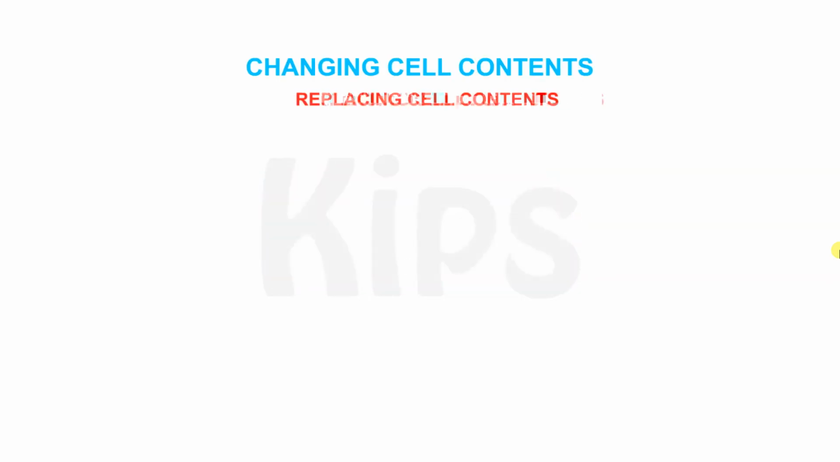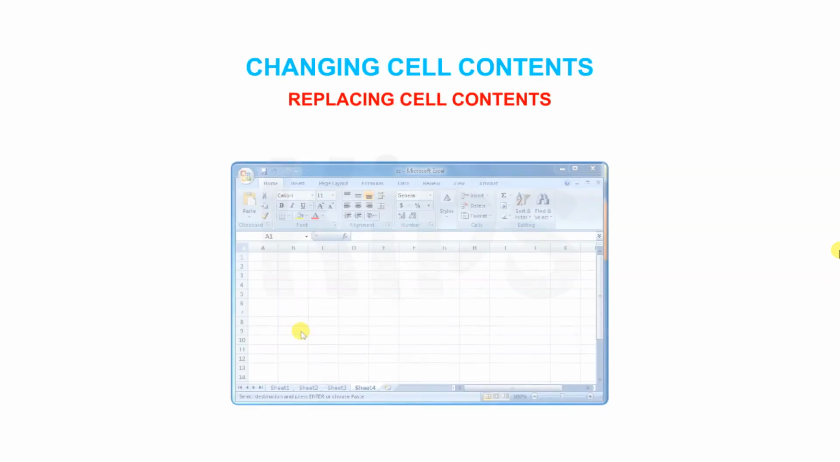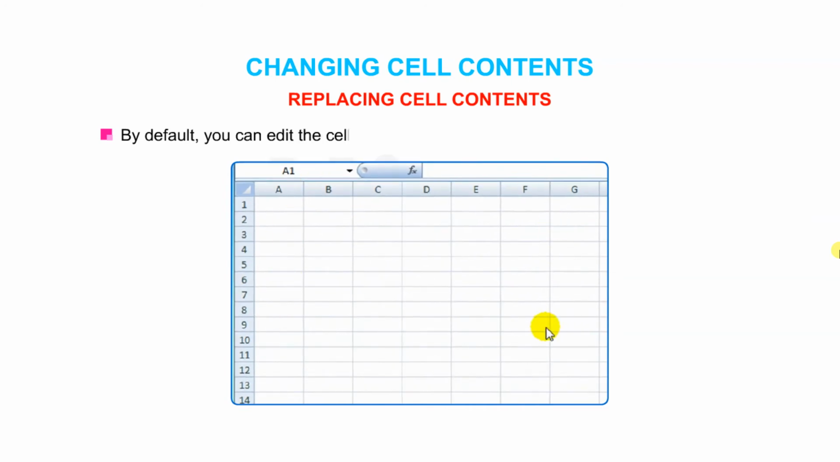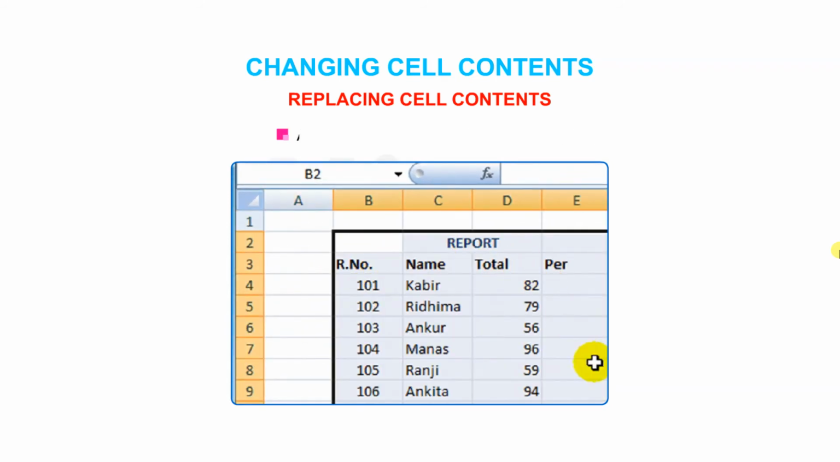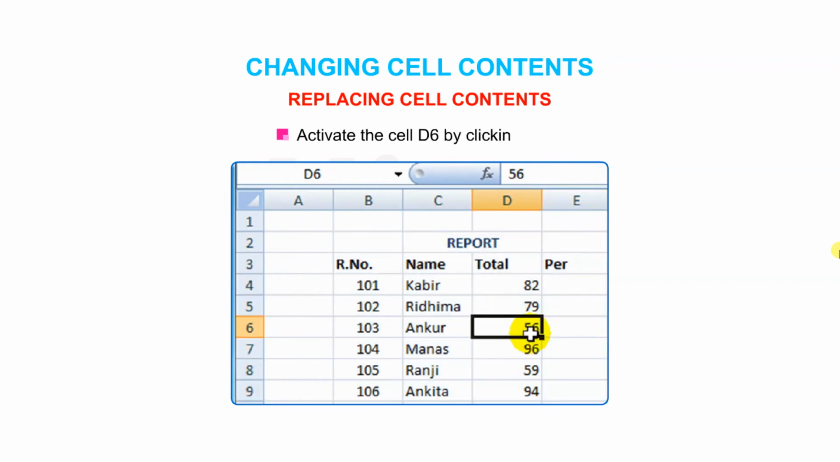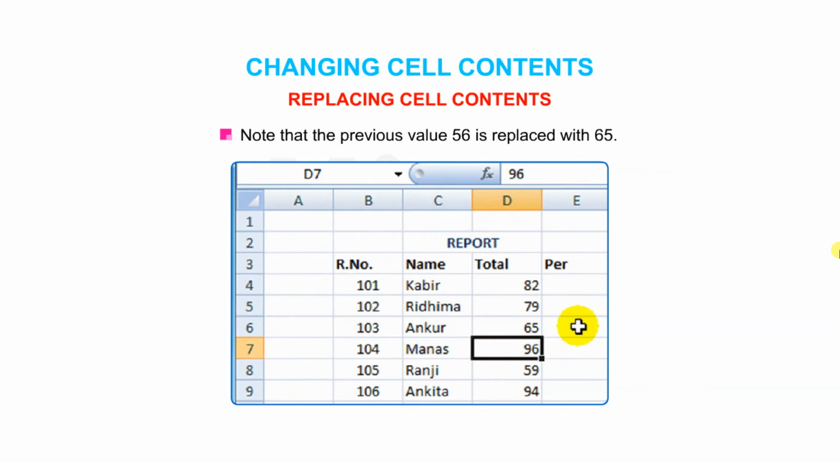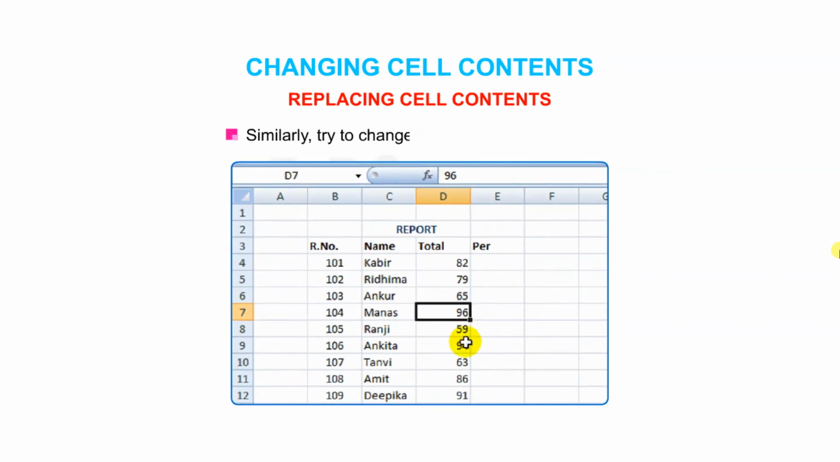Let us now learn about replacing cell contents. By default, you can edit the cell contents directly and replace them with a new entry. Open a new worksheet and type the data as shown in the figure. Activate the cell D6 by clicking on it. Now type 65 in that cell and press the Enter key. Note that the previous value 56 is replaced with 65. Similarly, try to change the contents of other cells.